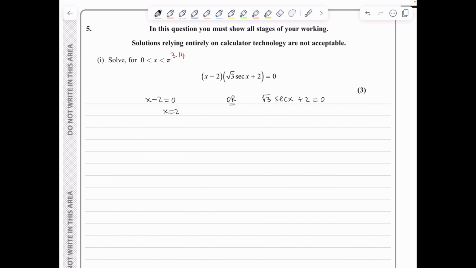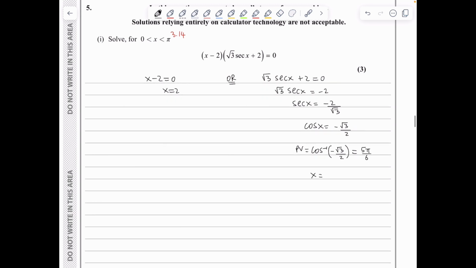And then on the right hand side, I've got root 3 sec x is equal to negative 2, and therefore sec x is negative 2 over root 3. Well, we know that sec x is the reciprocal of cos x, so we've got that cos x is minus root 3 over 2. So I'll find the principal value, which is shift cos of minus root 3 over 2. If you plug this into the calculator, you get a value of 5 pi over 6, and therefore we conclude that x is plus minus 5 pi over 6 plus 2 pi k. Well, we're between 0 and pi, so we can easily conclude that the only solutions are x is 2 or 5 pi over 6.